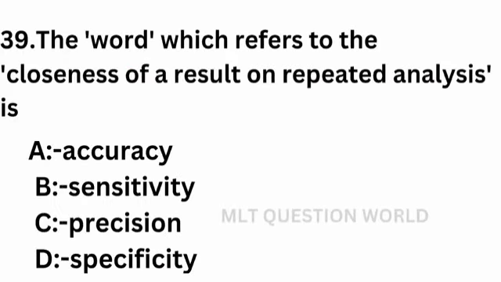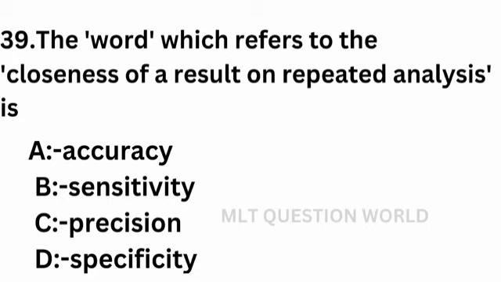Question number 39. The word which refers to the closeness of a result on repeated analysis is option A accuracy, option B sensitivity, option C precision, option D specificity.